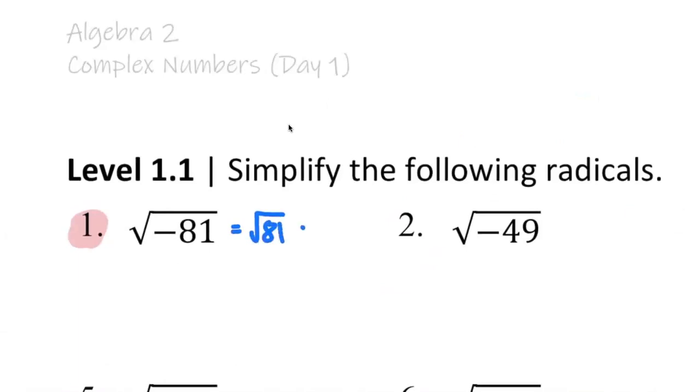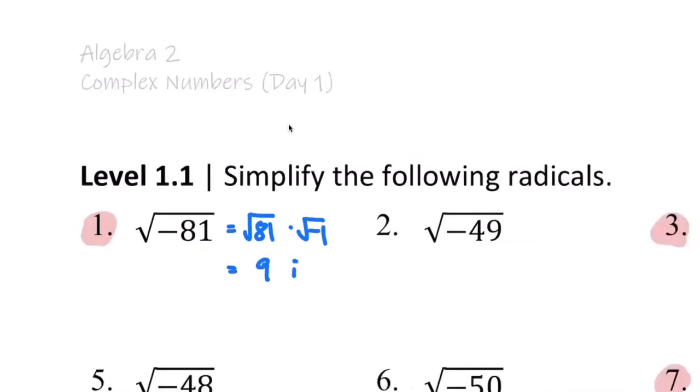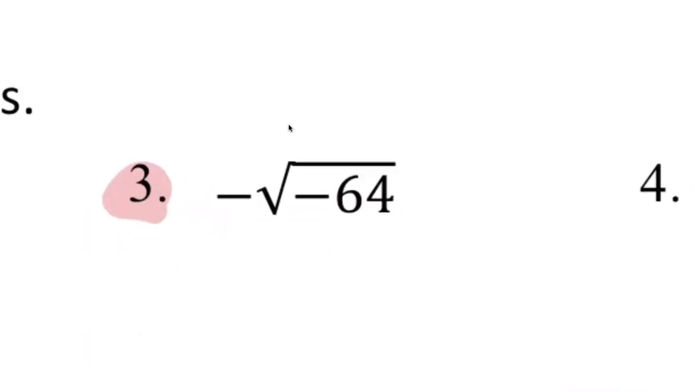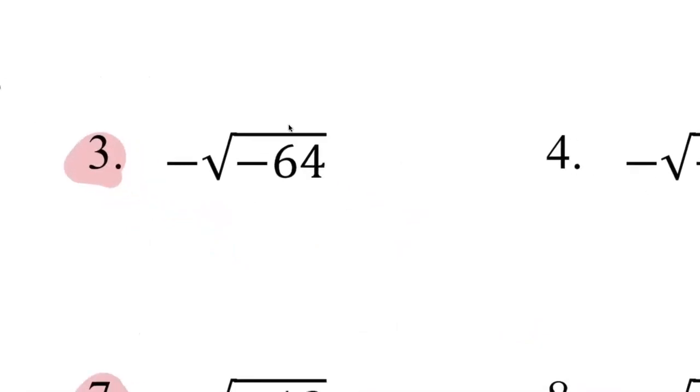All right. Number 1, we have square root of negative 81. So take the square root of negative 1 out. That becomes your I. And square root of 81, it's 9. So there you go, 9I. It's your answer. All right, now for number 3, it's a little bit different.